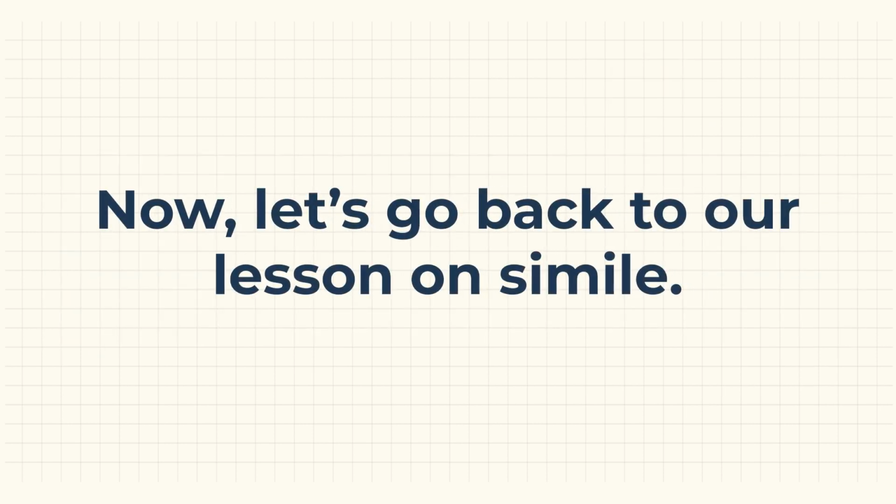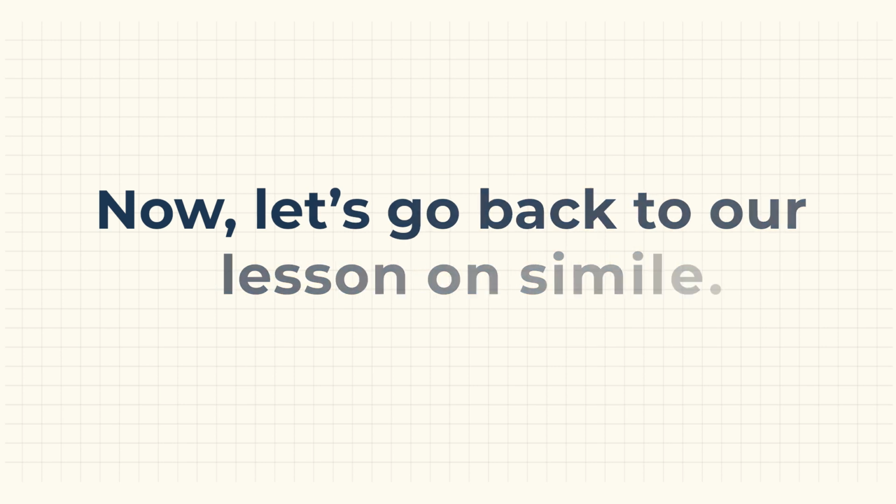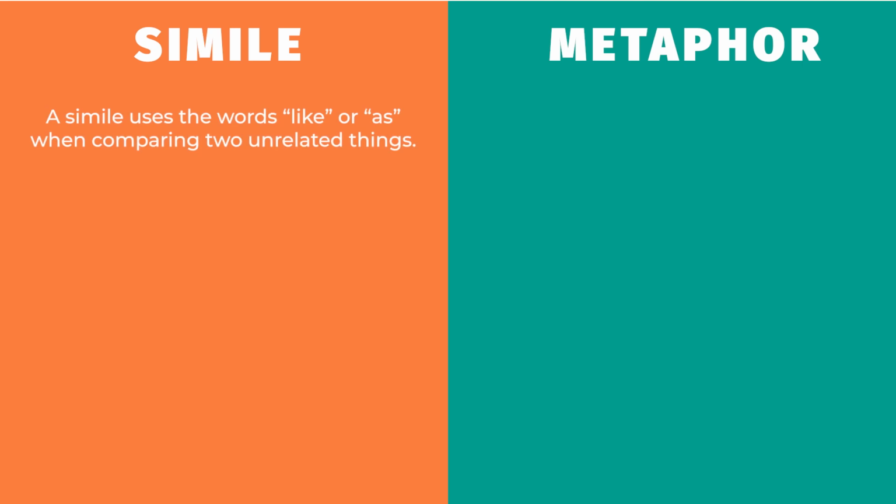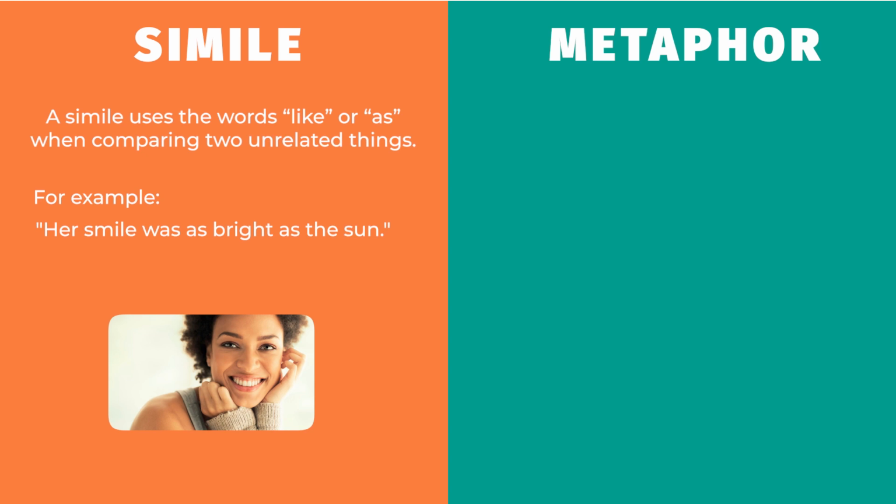Now let's go back to our lesson on simile. What is the difference between a simile and a metaphor? A simile uses the words like or as when comparing two unrelated things. For example, her smile was as bright as the sun is a simile because it uses as to compare her smile to the brightness of the sun.